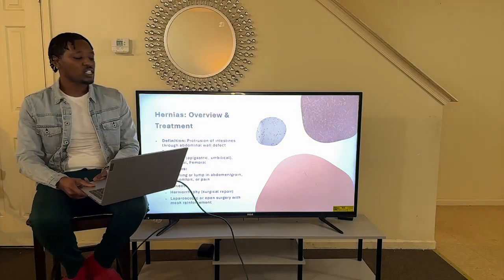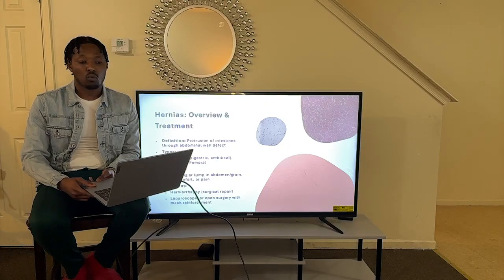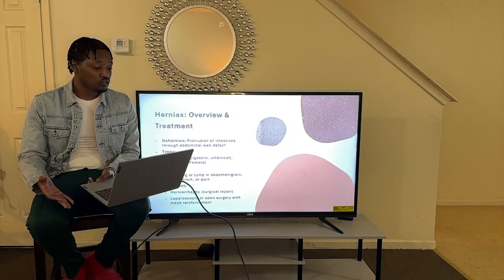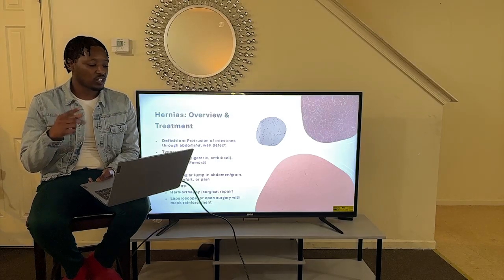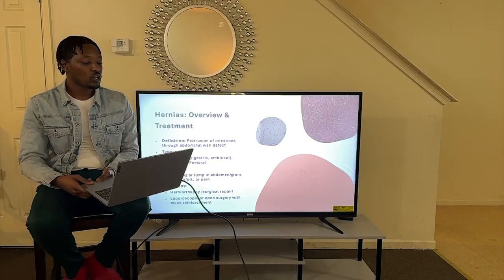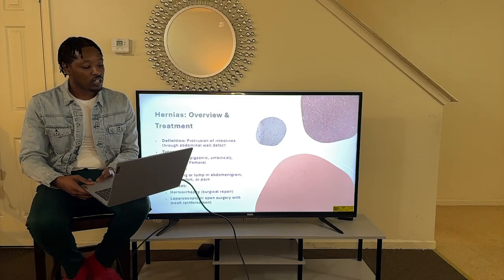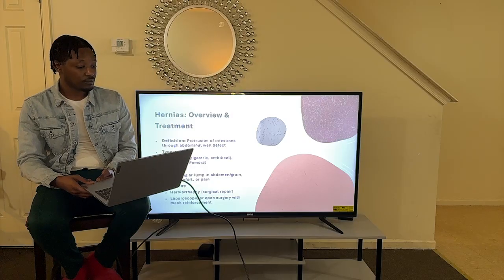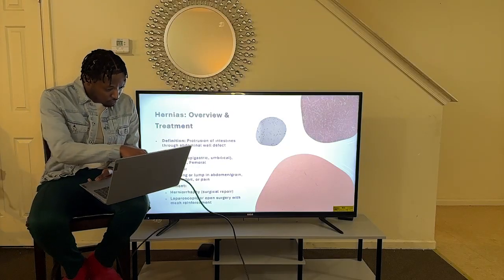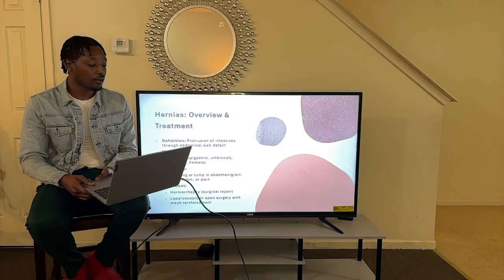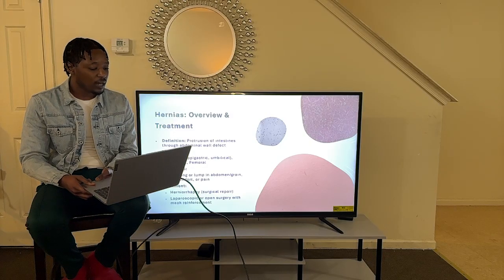Hernias. A hernia is a protrusion of the intestine through the abdominal wall. Types of hernias include ventral, which includes the epigastric and the umbilical, and the inguinal and the femoral. Some symptoms for hernias include a swelling or a lump in the abdomen or groin area, discomfort, or pain. For treatment, herniorrhaphy, which is a surgical repair, either laparoscopic or open surgery with a mesh reinforcement.